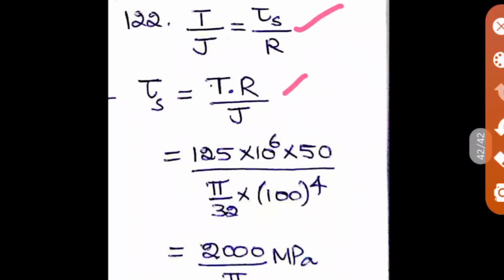T is torque. So 125 kilonewton meter they have given, which I have converted into Newton mm, so 10 power 6. And then into 50, because the diameter given is 100 mm, so the radius is 50 mm, by J. J is pi by 32 into D power 4, where D is 100. So when you calculate, you will get 2000 by pi, because in the options they have not used the value of pi, they have kept pi as it is. So I also kept pi as it is in the calculation.